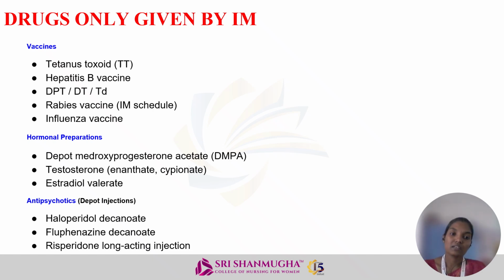Next, drugs given only by IM. What are all the drugs we have to give in IM? We give vaccines, hormonal preparations, antipsychotic drugs. Vaccines include TT, hepatitis B, rabies vaccine, influenza vaccine. Hormonal preparations include testosterone, depot medroxyprogesterone acetate. These are all the things we administer in IM.